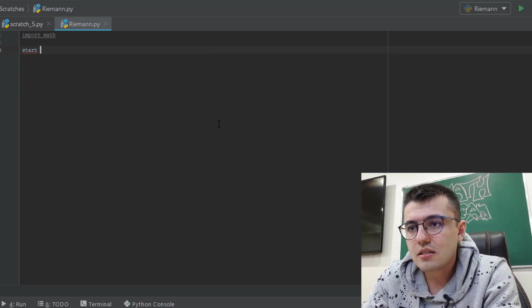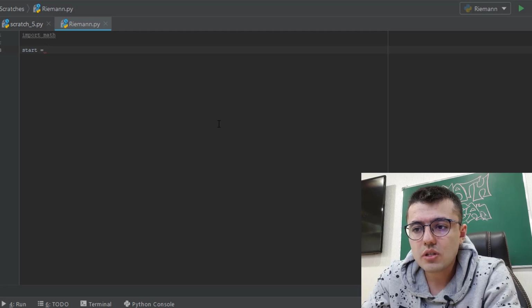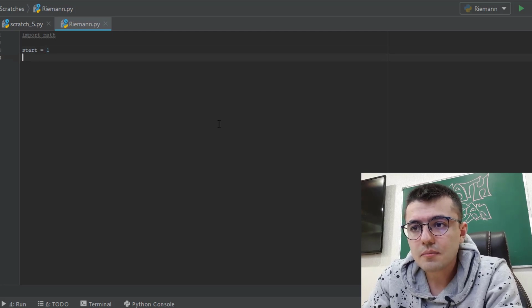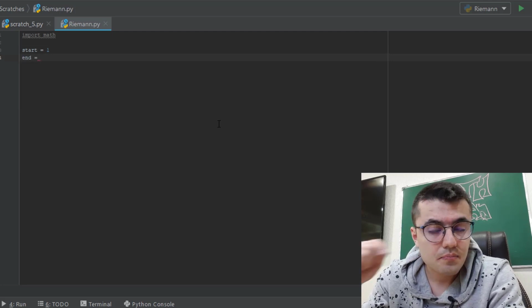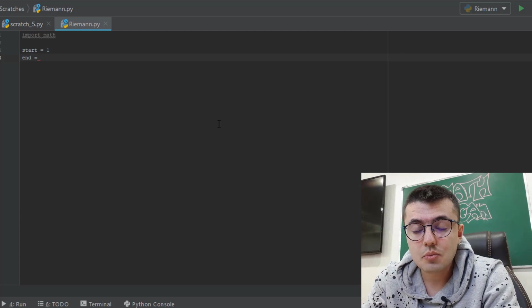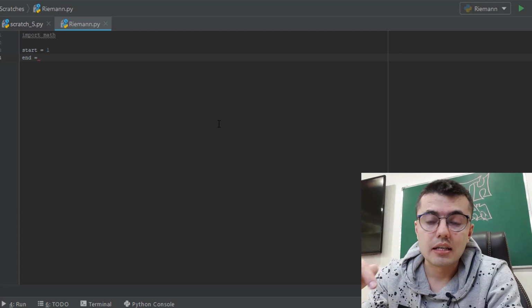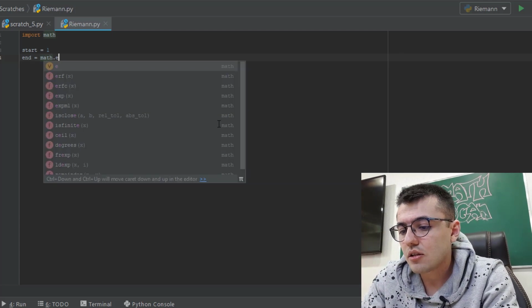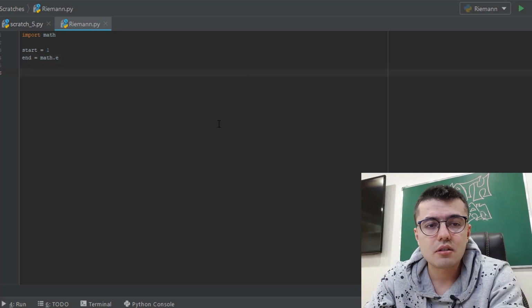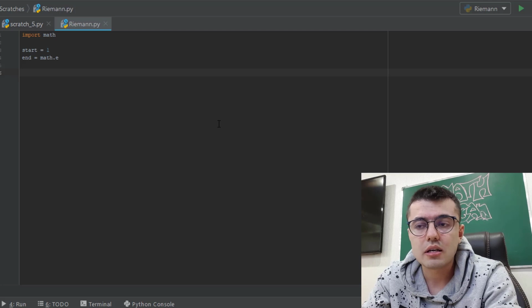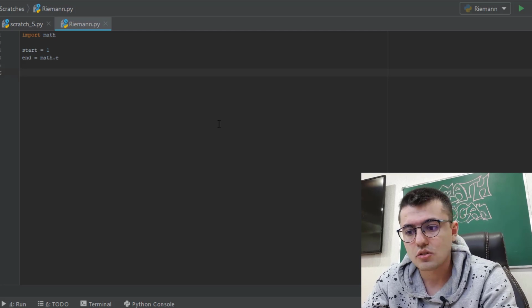And let's define the starting position. So I want the program to start from x equals 1 and end with the number e. And the way I tell the program that I'm talking about that number e is math.e. That way it will understand that I'm not talking about just the letter e, but the number e that is equal to 2.718 and so on.